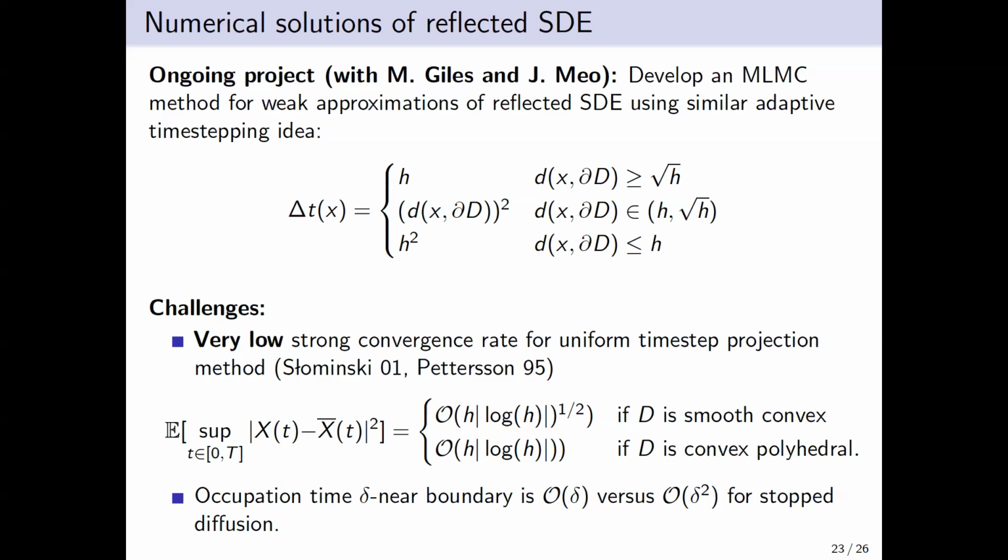The challenge is that what is known theoretically is that you have very slow strong convergence rates for the uniform time step projection method. If you have just a smooth convex domain, your mean square strong convergence rate is order 1/2. A second problem here is that the occupation time near the boundary is much larger for the reflected problem than for the exit time problem, because for the exit time problem, you exit very quickly when you're close to the boundary. And that means that it's much more challenging to construct an efficient adaptive method.